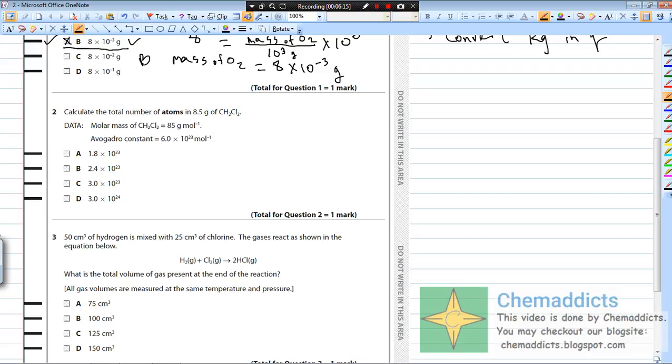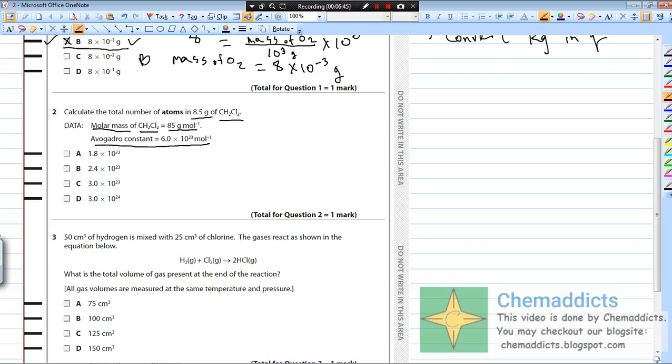Here, calculate the total number of atoms in this amount of this molecule. The molar mass is given. Oh fine, this makes things much easier. The Avogadro's constant is also given. Oh, thanks a lot, examiner. This makes things much easier.